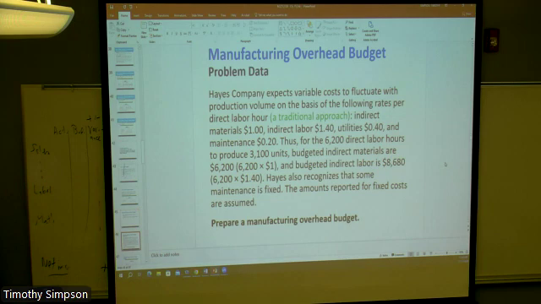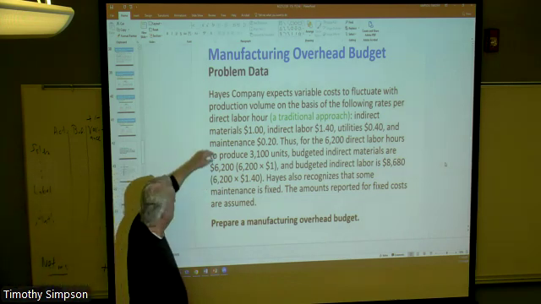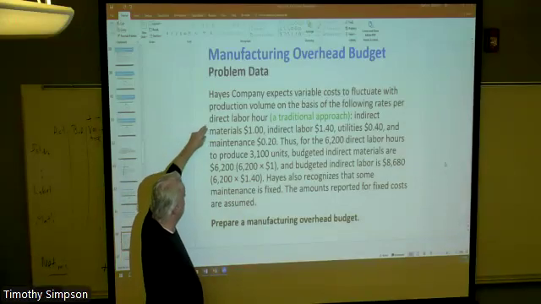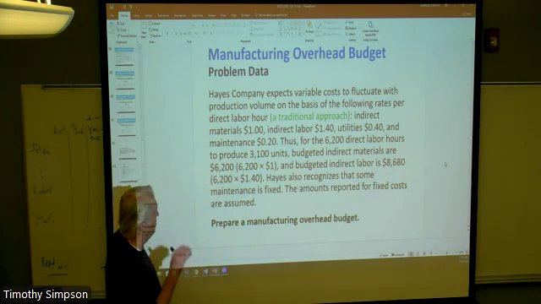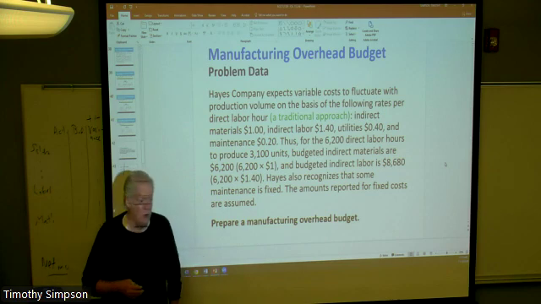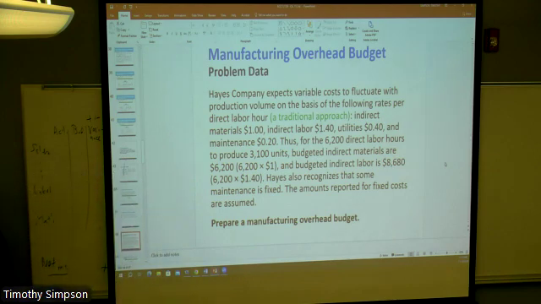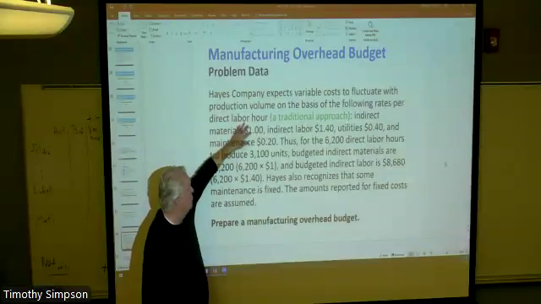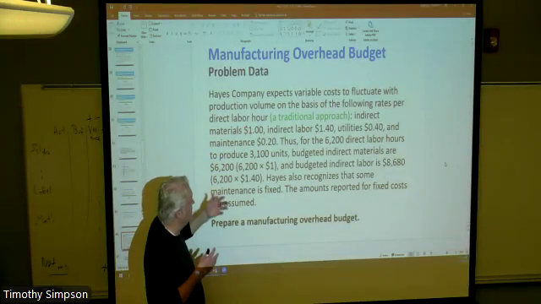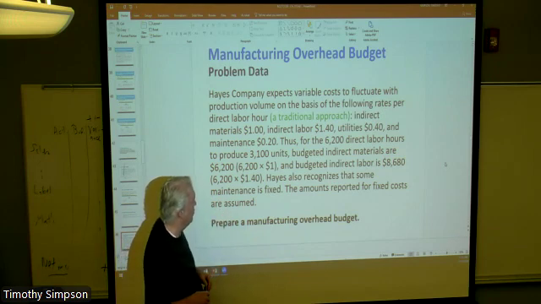So in this example, Hayes Company expects variable costs to fluctuate with production volume, which is not a particularly unusual statement, but it's based on the following rates per direct labor hour. So what does that tell us? It's a traditional approach. We're simply saying we're going to absorb overhead into product costs based upon labor hours. I was hopefully fairly explicit when we talked about ABC costing, saying there's really nothing wrong with direct labor hours if labor hours are particularly relevant. In some industries they definitely are, certainly in service industries. But this is a manufacturing operation, and maybe that's not incorrect either.